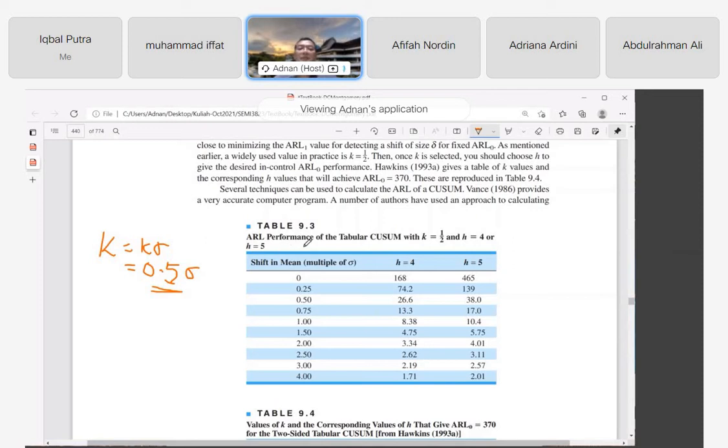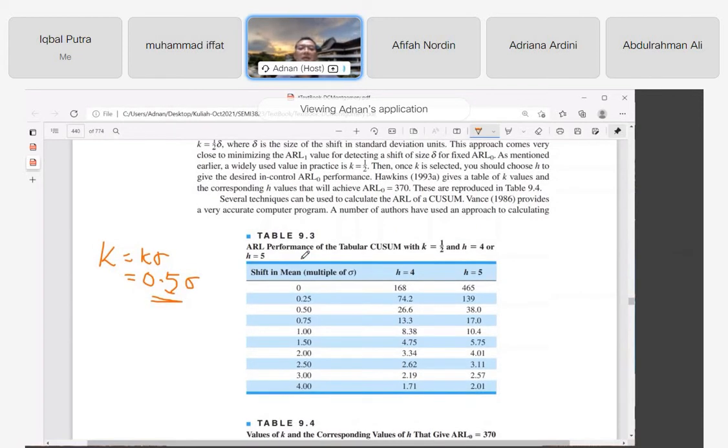This table was prepared by a researcher by the name of Hawkins, who gave a table of k values and corresponding h values that will achieve an ARL0 of 370. Previously I explained what ARL is. ARL is average run length. We can have ARL0 or ARL1.